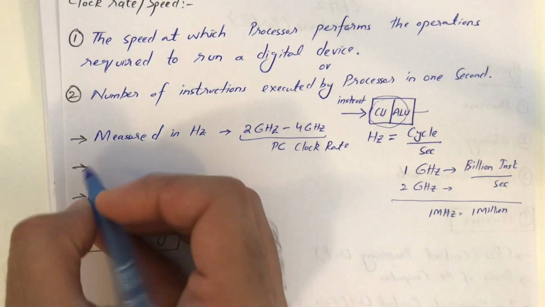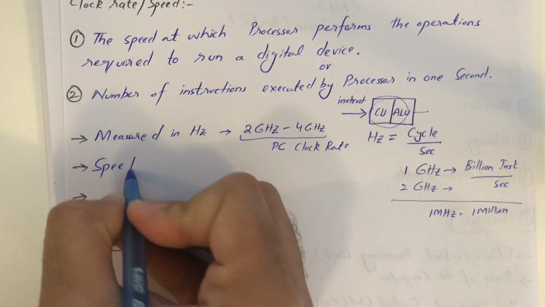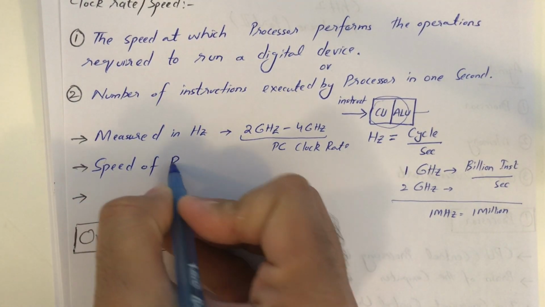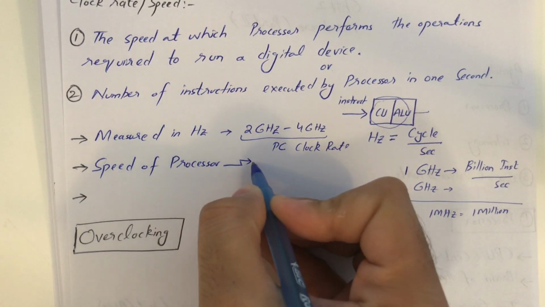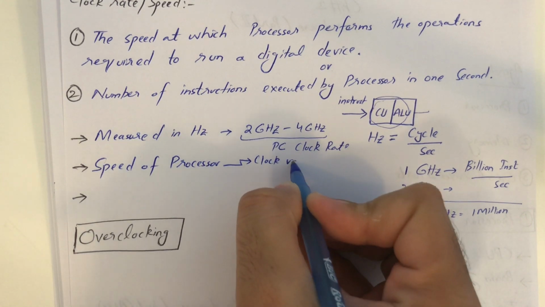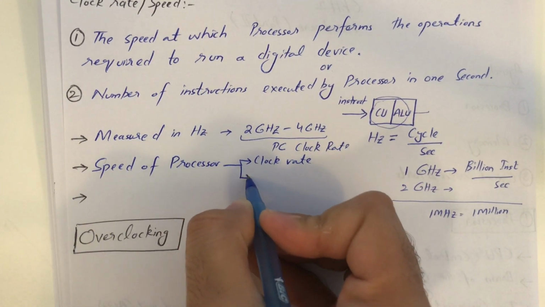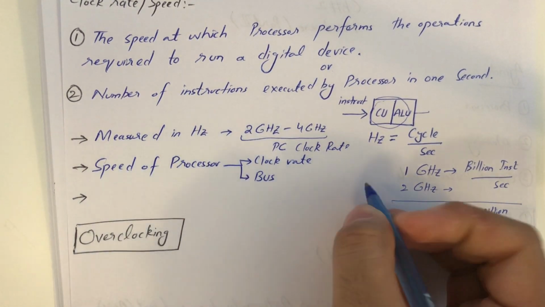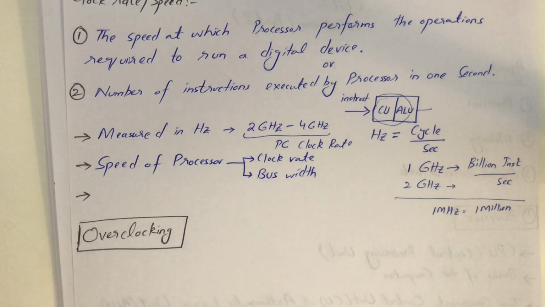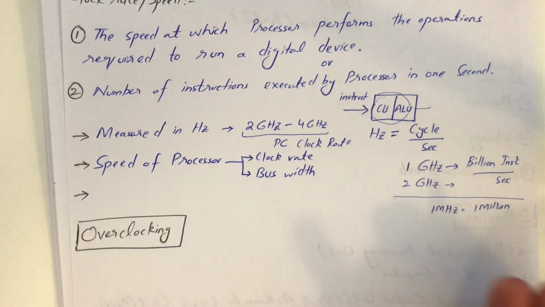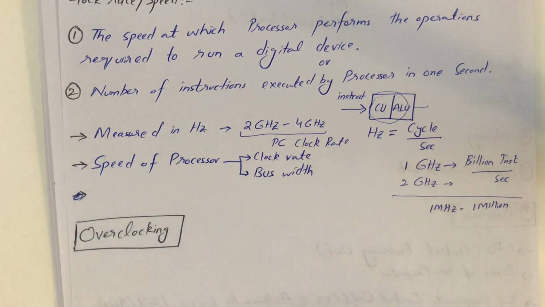Other than that, the speed of a processor is based on two things: clock rate, clock speed or clock rate, both are the same thing, and bus width. We'll discuss that in our last part. What is basically bus width? So that's, I guess, pretty much about clock rate.